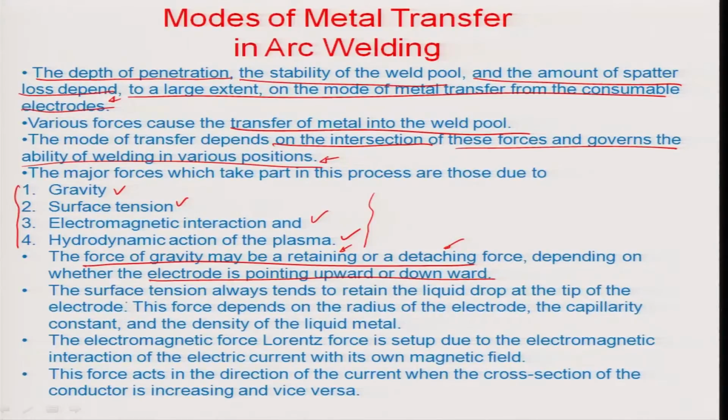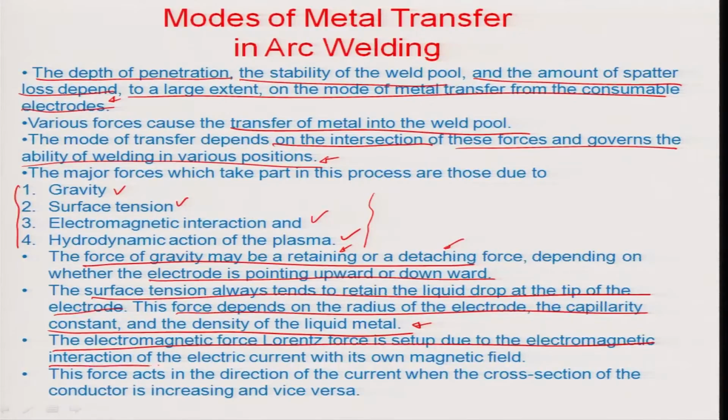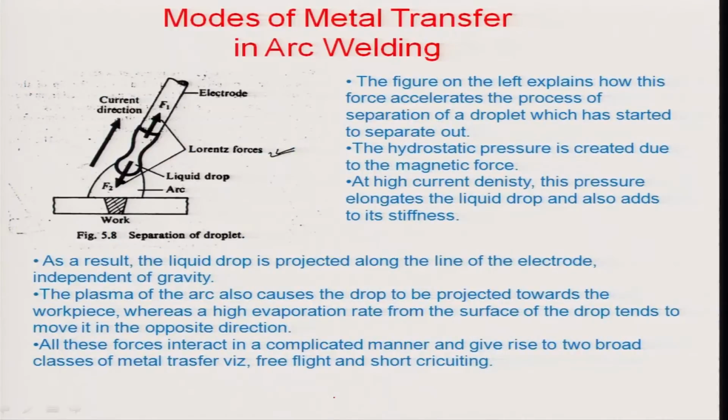Surface tension always tends to retain the liquid drop at the tip of the electrode. This force depends on the radius of the electrode, the capillarity constant, and the density of the liquid metal. The electromagnetic force, the Lorentz force, is set up due to the interaction of the electric current with its own magnetic field. Because of its own magnetic field, the ion current across the electrode and the metal gives magnetic forces, and the force acts in the direction of the current when the cross section of the conductor is increasing, and vice versa.